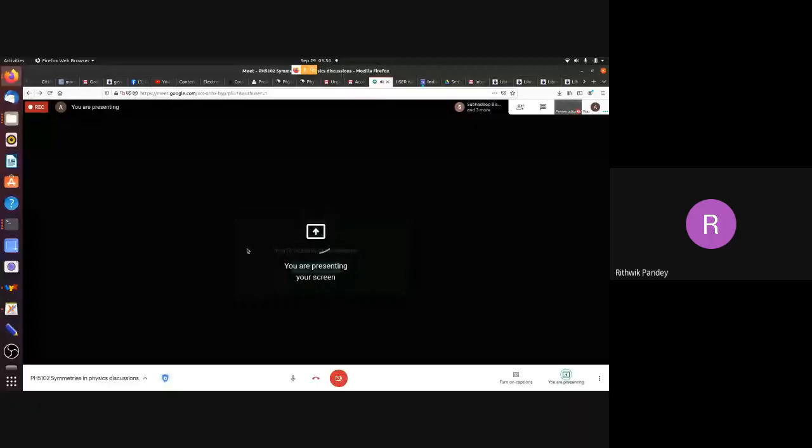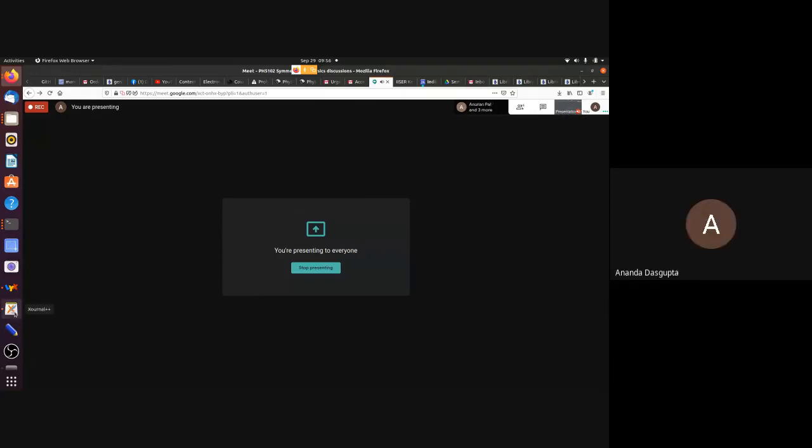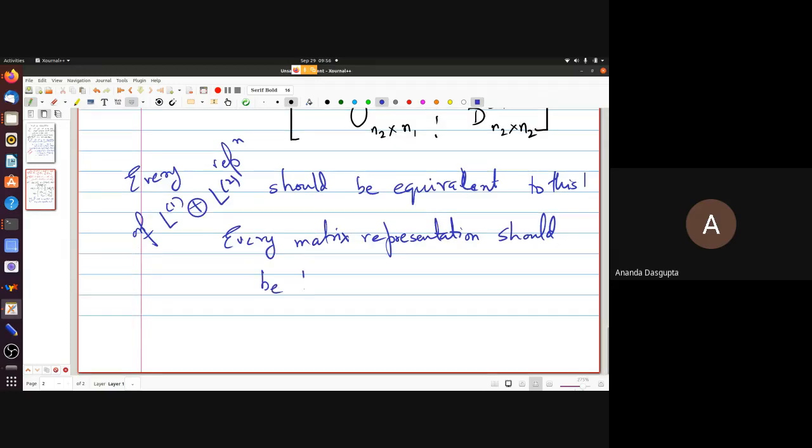The direct sum representation may not be diagonal always, block diagonal. Okay, then we have not missed much. So all I said after that was, it may not be block diagonal because you have chosen a different basis, but you could always choose this basis, and that means that every representation should be equivalent to a block diagonal form, or every matrix representation should be block diagonalizable.